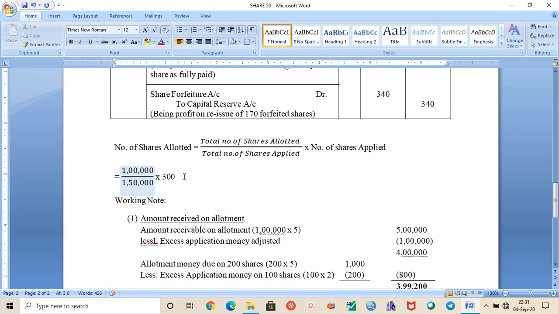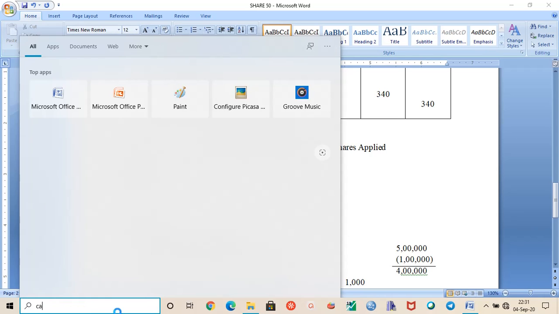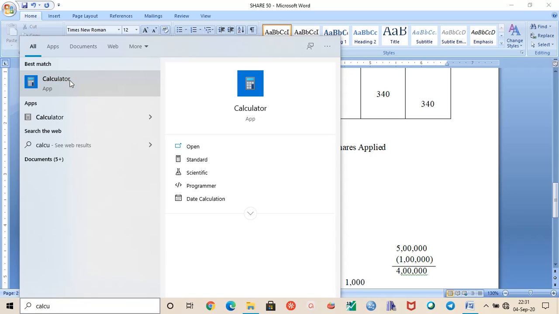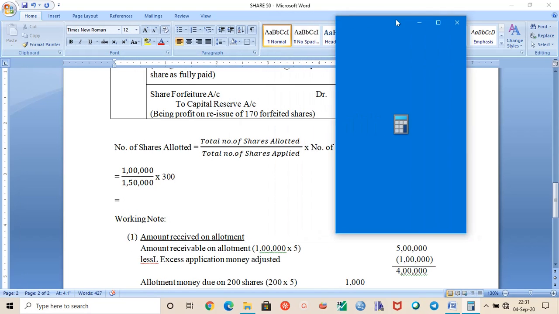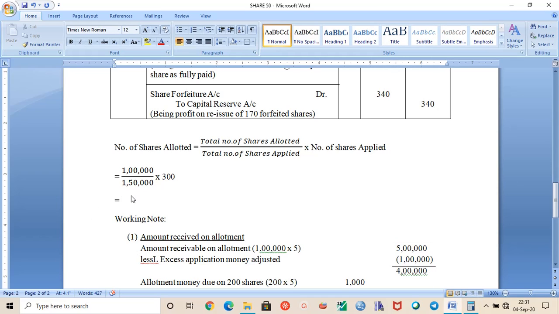Now when we do the calculation, let me take you to the calculator. You can use a calculator also. So it is 1 lakh into 300, this amount divided by 1 lakh 50,000. How much will it be? 200. So 200 shares are actually allotted to him.